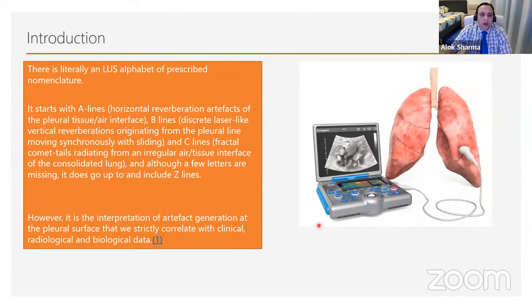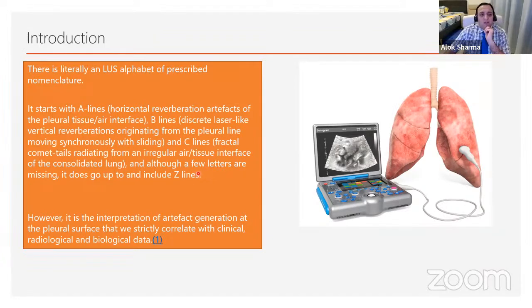Now, how do we list this artifact? There is a whole alphabet that has been described as part of a standardized nomenclature, defined by international guidelines, most recently revised in 2020. If you look at Daniel Lichtenstein's work, they define this nomenclature right down from A to Z.